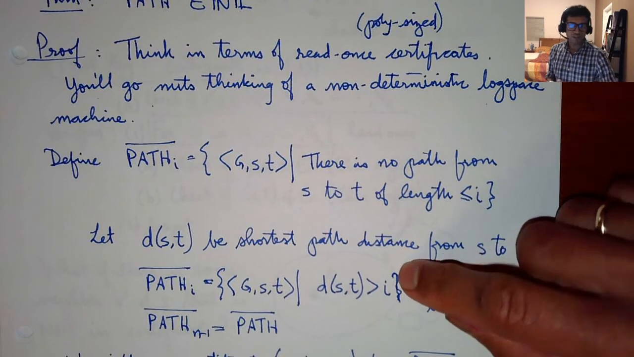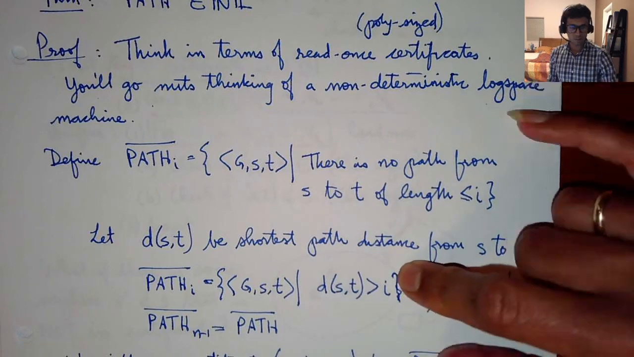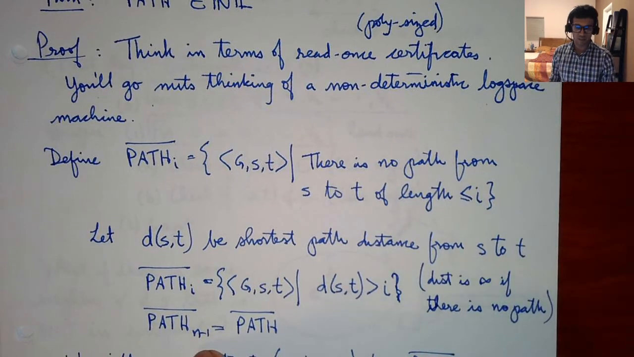Now the convenience of path i with respect to the original path problem is that path n-1 complement is just path complement, which means that if the shortest path distance is more than n-1, then it's infinite. Because it's a directed graph, if there exists a path between two vertices, then there exists a path of length at most n-1. If the path cycles itself, you can just remove the cycle. A shortest path distance on an unweighted graph is at most n-1.